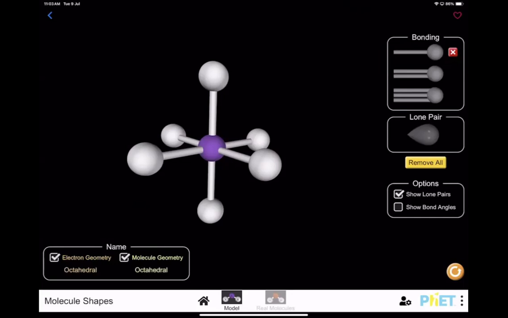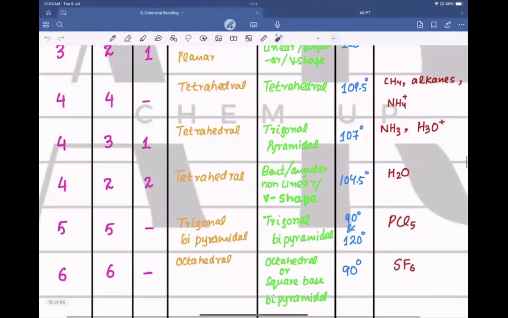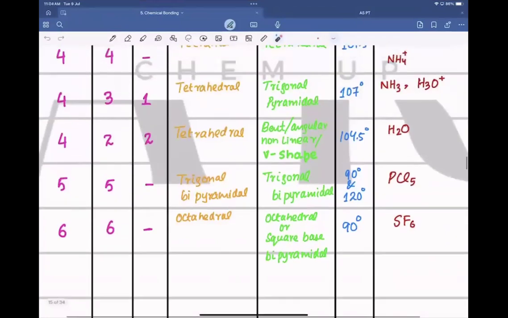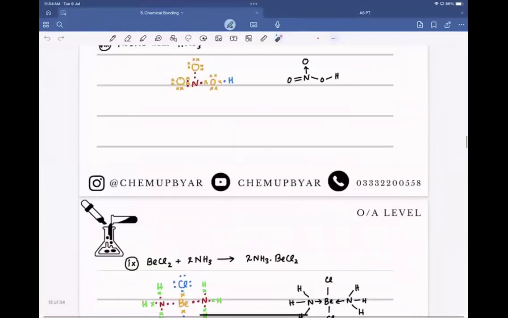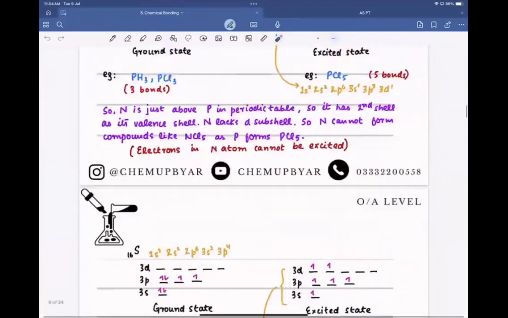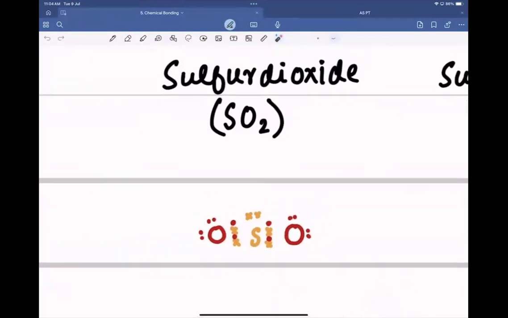And in Cambridge we normally use octahedral, right? Yes, sir. So it has two names, either square base bipyramid or octahedral. And the example of this was SF6. Is this clear? Yes, sir. Okay. I have one question for you. Now think of this expanded octet compound. Tell me its electron geometry, shape, and bond angle.